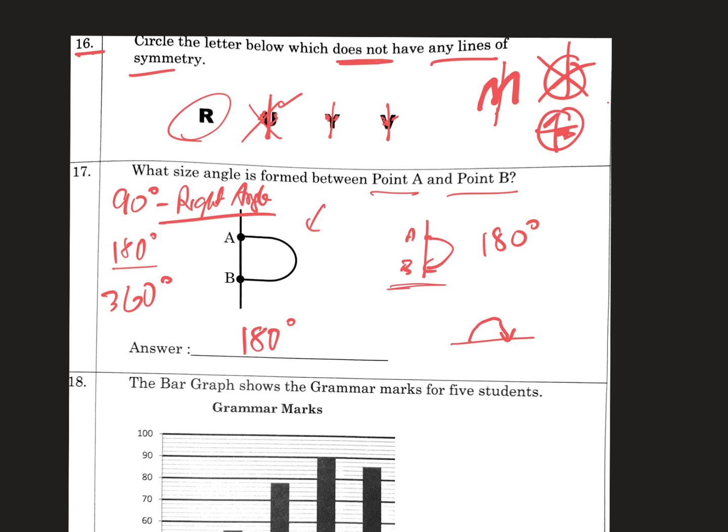So if we have from 1 degree to 89 degrees, that is an acute angle. And then we have obtuse, and then we have reflex. But it has to be exactly 90 degrees for it to be a right angle. It cannot be anything else. So the answer for question number 17 is 180 degrees.